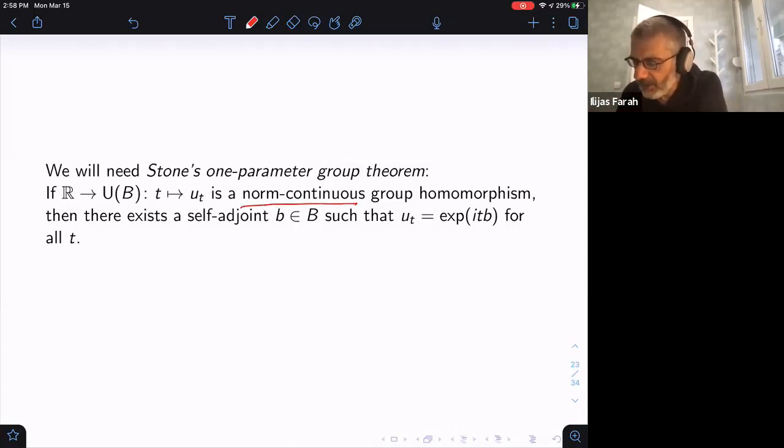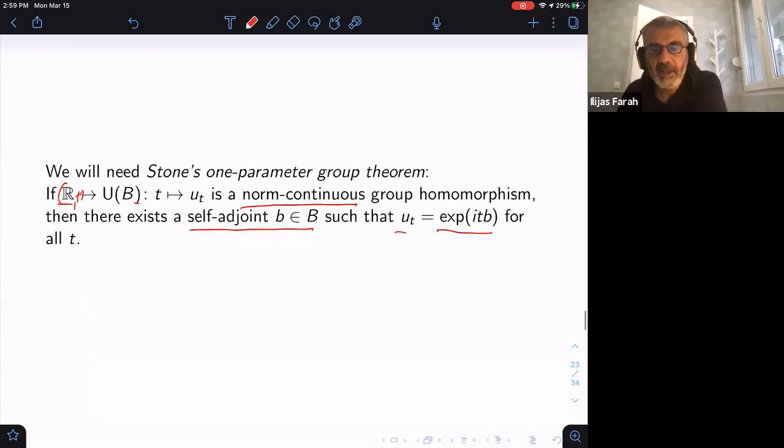Okay, so let me just state the theorem. You have a group homomorphism from R, the abelian group R with respect to addition, into the unitary group of B. Here is U_t. It's norm continuous. Then there is a self-adjoint element b of the target algebra such that U_t is the exponential of itb for all t.